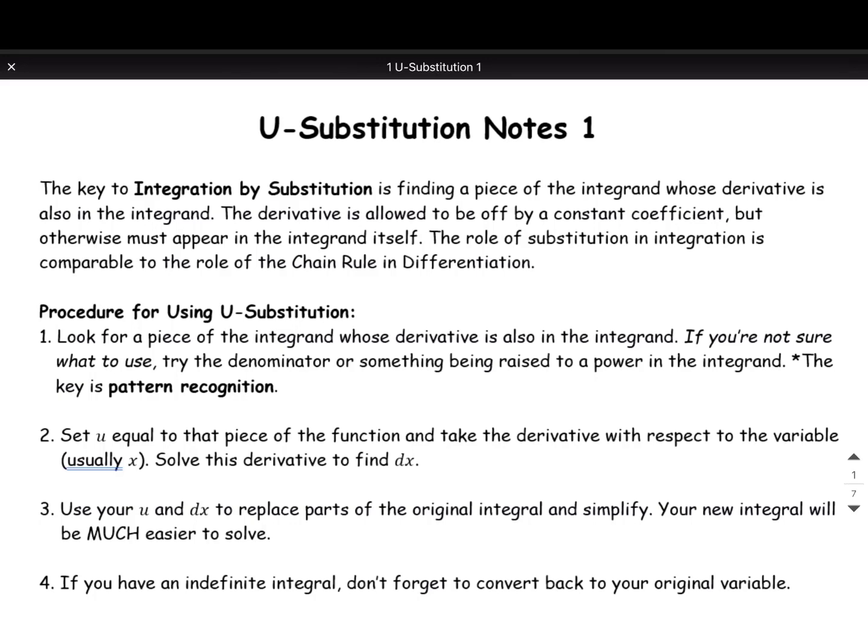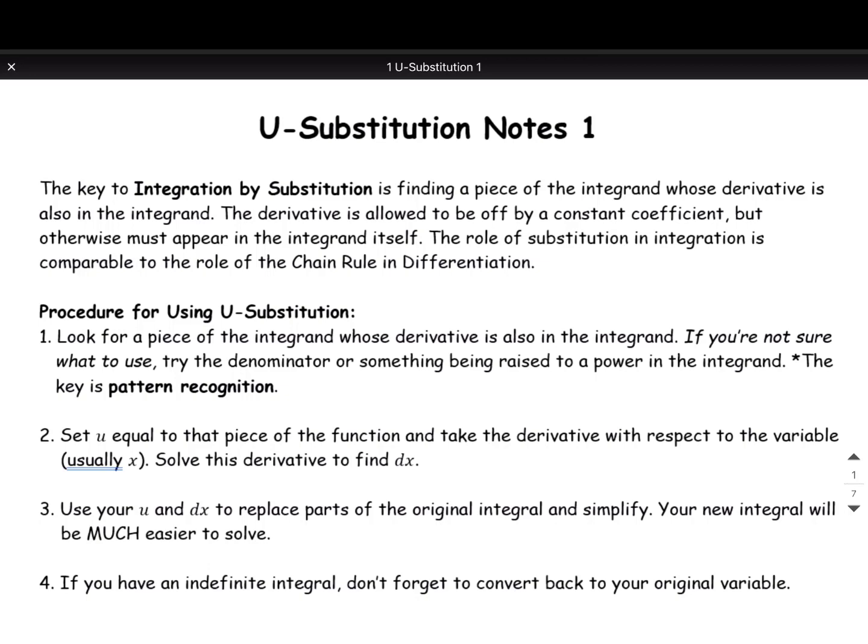Hi guys. All right, my darlings, so today we're looking at u substitution. This is one of the techniques of integration that we use, and it really helps us simplify difficult integrals so that they're easier to use.